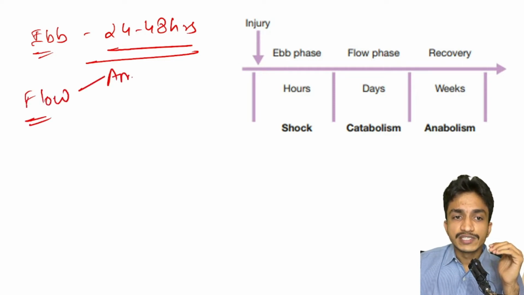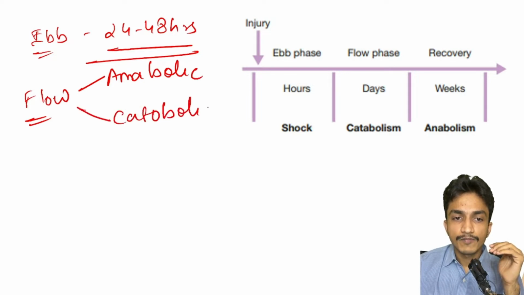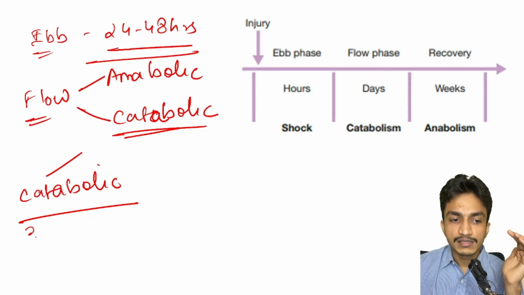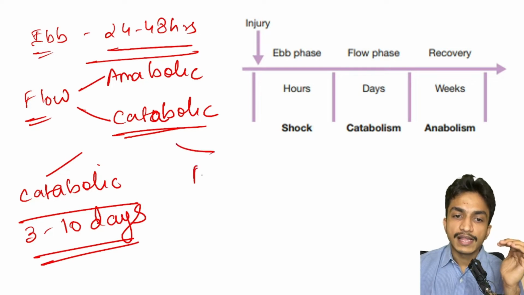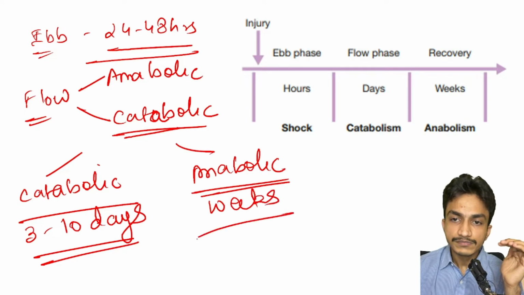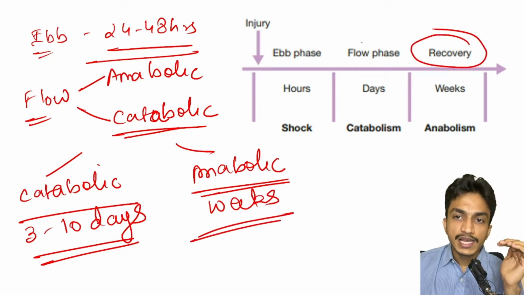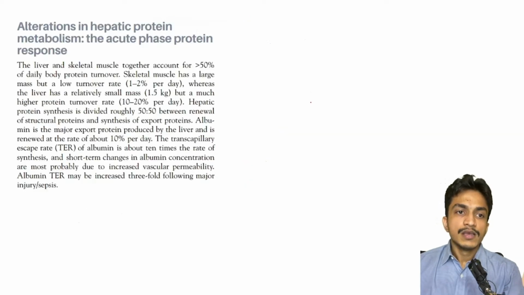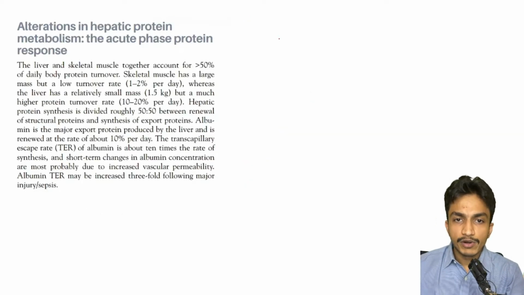Followed by the flow phase, which is divided into two, that is catabolic and anabolic. The first phase is catabolic, which starts after the ebb phase is done, lasting for 3 to 10 days after the injury starts, and the anabolic state, which stays on for weeks. That is also the phase of recovery. So the flow phase is a phase of catabolism lasting for days, and the ebb phase will last for the first few hours.